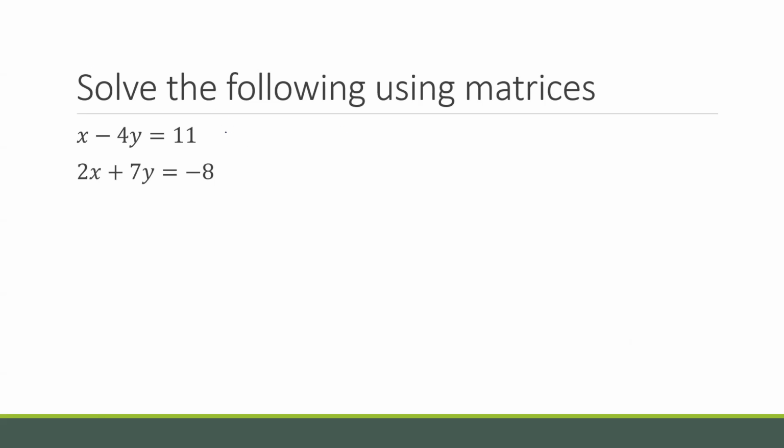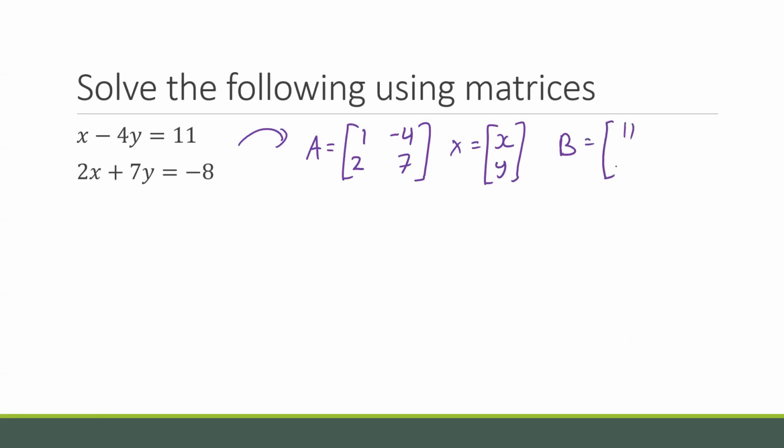First thing we need to do is turn this into a matrix. So we're going to say A is going to be equal to 1, negative 4, 2, and 7. The next thing I'm going to do is have matrix X. I'm going to say matrix X is equal to X, Y. And then we'll finally say matrix B is going to equal the solution, which was 11, negative 8. Which means if I take matrix A and I multiply it by matrix X, I will get matrix B.